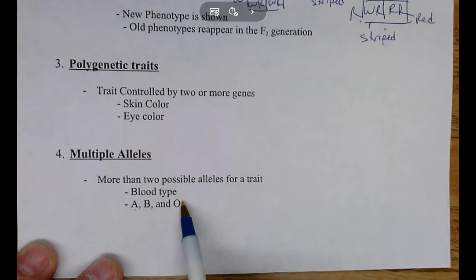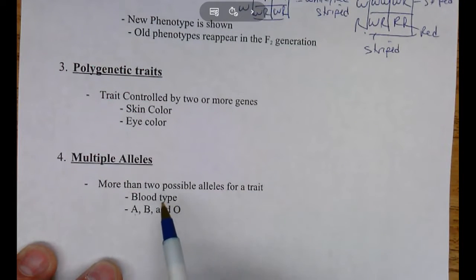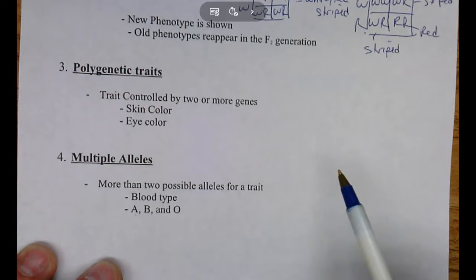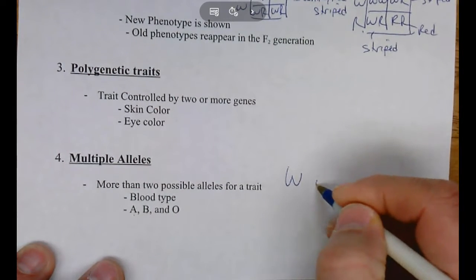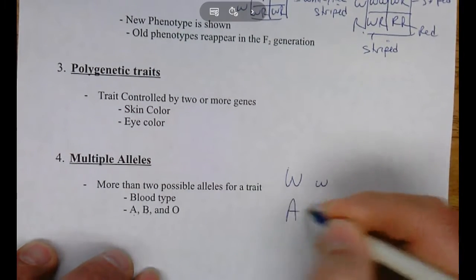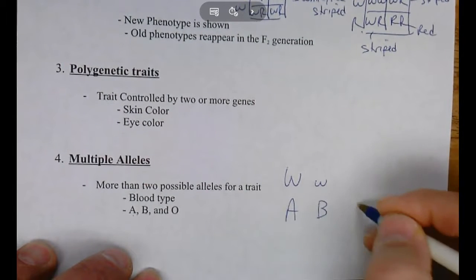And then you can even add like Rh negative, Rh positive, and this gets kind of complicated. And we're going to look at this in blood type. I think you'll find it kind of interesting. And just remember, multiple alleles means more than 2 possible alleles for a trait. Because usually we're looking at W, capital W, lowercase w. But here we're looking at A, we're looking at B, and we're looking at O.